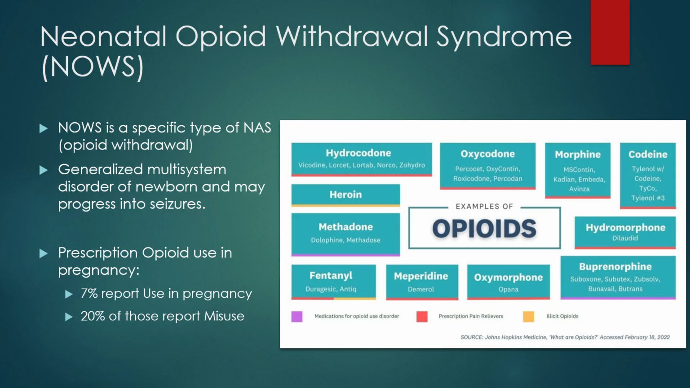You can see on this slide all of the different medications that can be consumed and cause this. There are illicit opioids, there are street drugs, and we also have prescription pain medication. There's also medications that aid in the weaning from opioid use disorders. So even if a patient has taken steps to get clean, the medications that aid in weaning them will still cause a dependency in the baby. 7% of pregnant women report using prescription opioids, and 20% of those women report misuse or dependency.